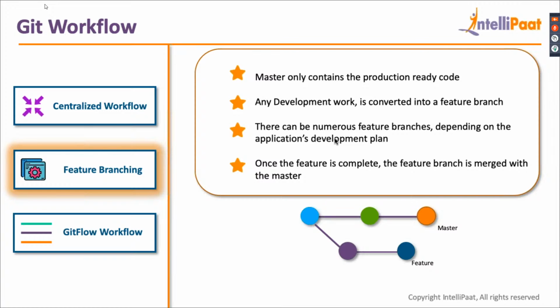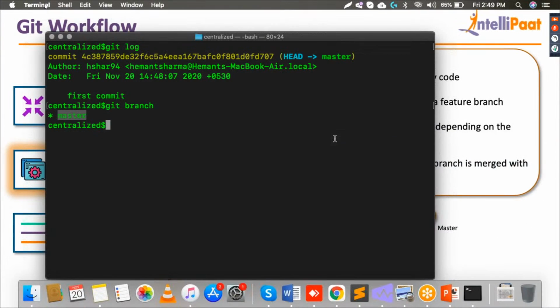And you consider master as the code which is production ready. So in this case, since you have a team of developers, what you do is you assign each developer a certain feature that they have to develop, and each developer will work on that feature in their own feature branch, right? To put it into perspective, let me just move on to the terminal.